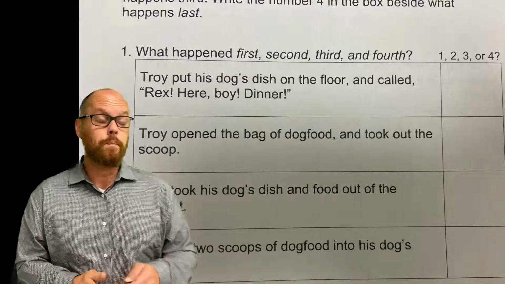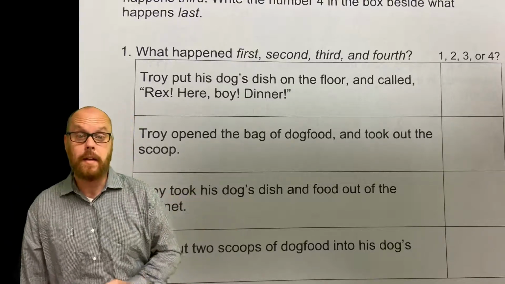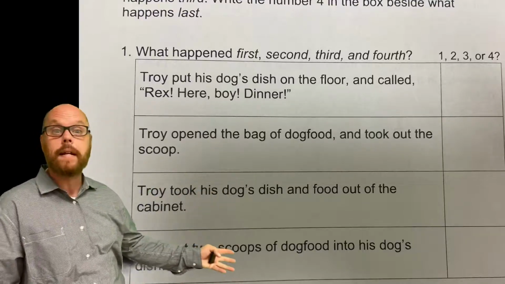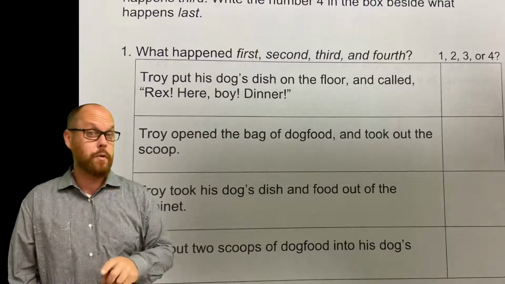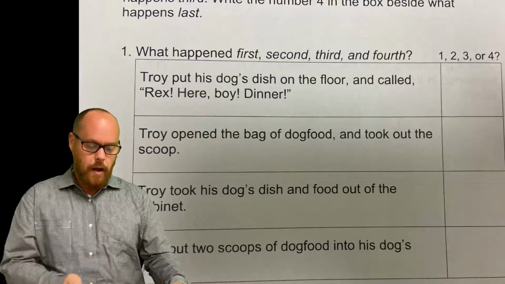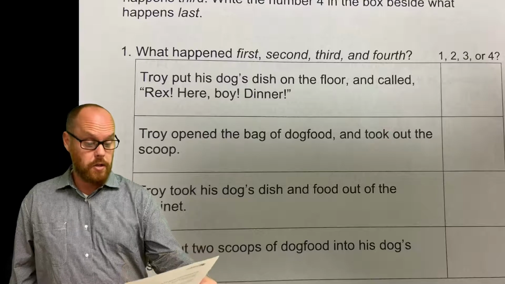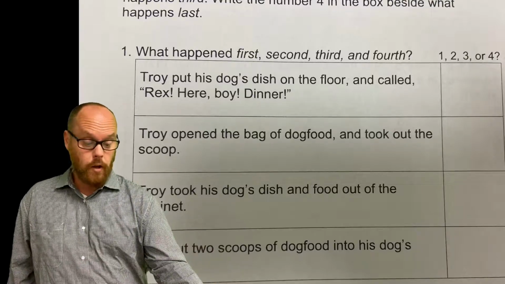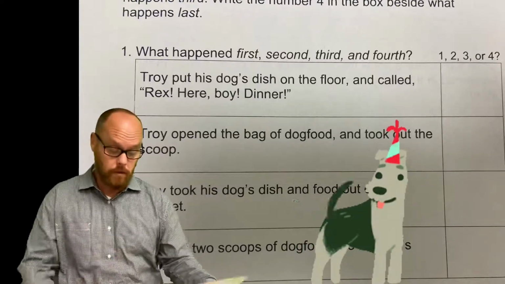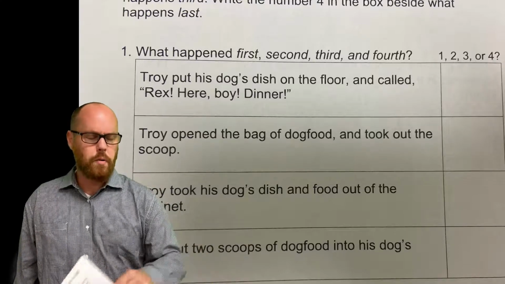Pretty cool. Now, if you look behind me, this is the first part of the activity. In this activity, we have 4 events that happened in a story. What we need to do is put them in order. So let's take a quick look at these events. The first one says, Troy put his dog's dish on the floor and called, "Rex, here boy, dinner." Okay, it's a good event. Second one, Troy opened the bag of dog food and took out the scoop.